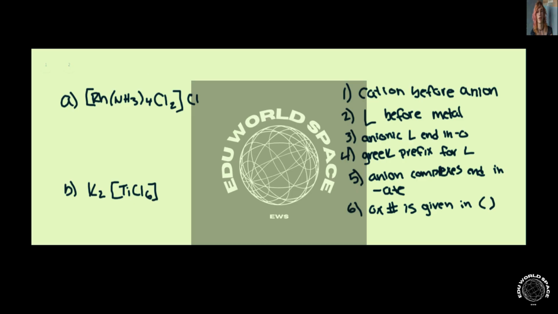And there are 4 of them, so with the Greek prefix, we're going to have tetraamine, dichloro, and that's all one word. There's no spaces in there. And then the metal, so Rh is rhodium.